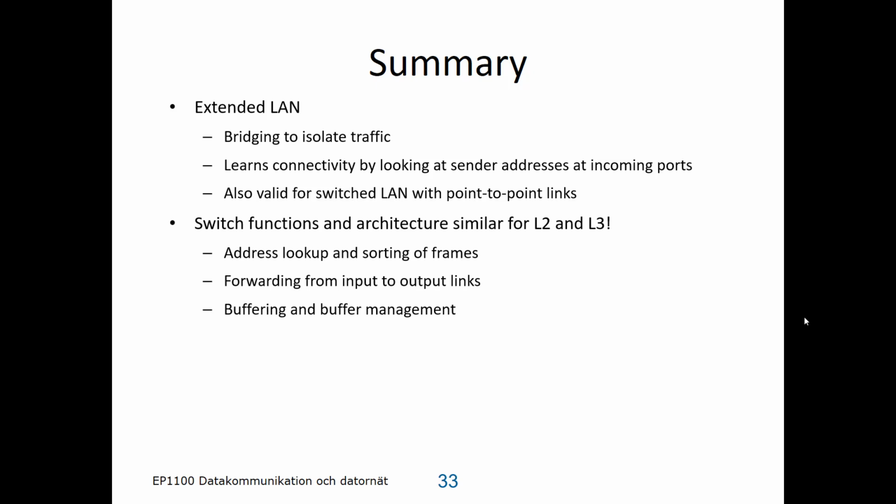We looked at the switch functions and architecture for layer 2 and layer 3 switches, and I showed you that the architecture is very similar. In both cases, addresses will be looked up and frames will be sorted according to the output to which they are destined. The outputs are found in forwarding tables or address lookup tables. Then the frames or packets are forwarded from input to output links. There has to be buffer management to handle the case where more frames or packets arrive for an output than what can be sent at that moment.